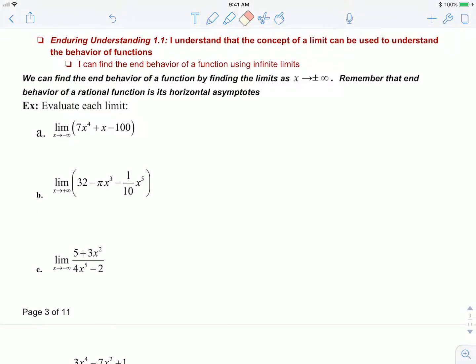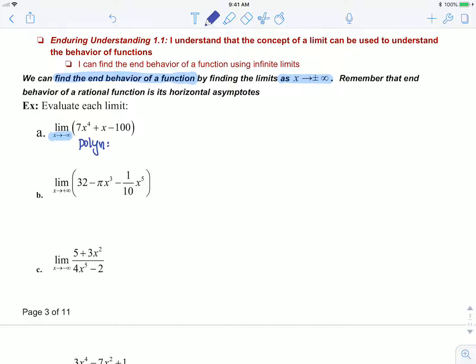We find the end behavior of a function by finding the limits as x approaches positive or negative infinity. So as x approaches positive or negative infinity, that just means find the end behavior of a function. So here we want the limit as x approaches negative infinity of this polynomial function.